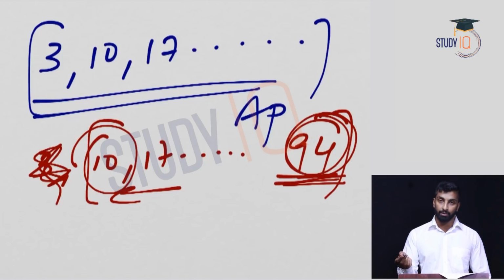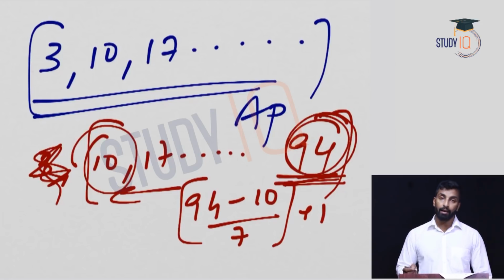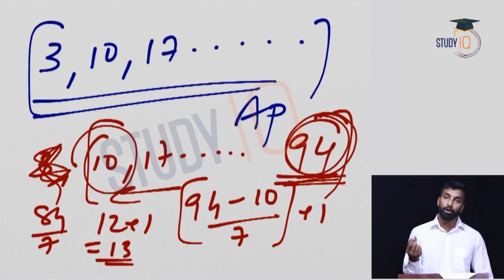You can find the number of terms now, right? So 94 minus 10 divided by the common difference, which is 7, plus 1. Last minus first divided by common difference plus 1, right? So you get 84 divided by 7, which is 12. So 12 plus 1 is equal to 13. So you have number of terms 13.